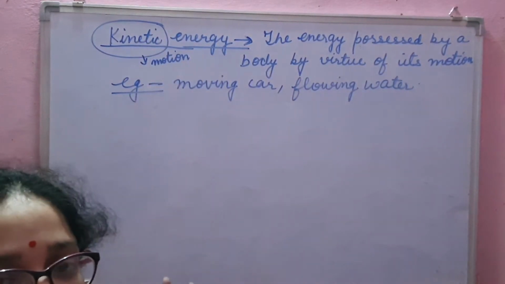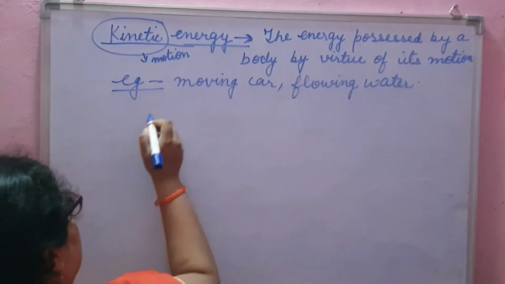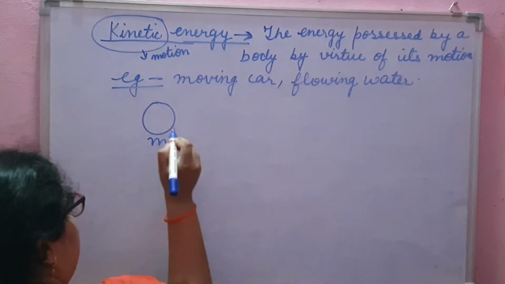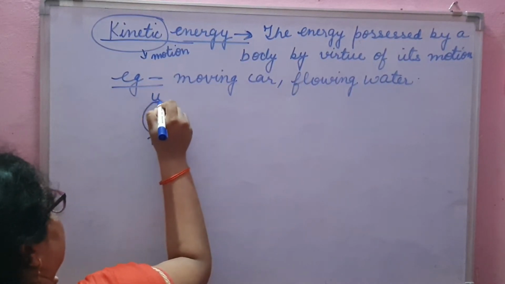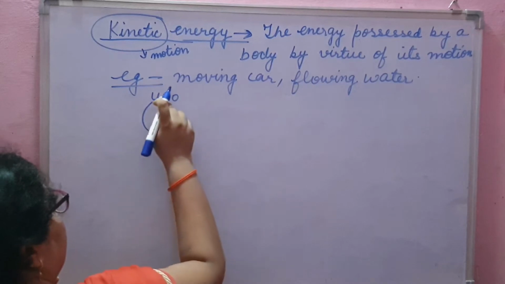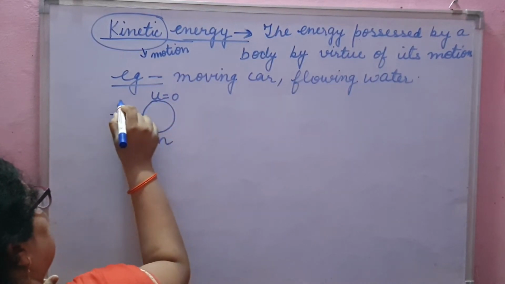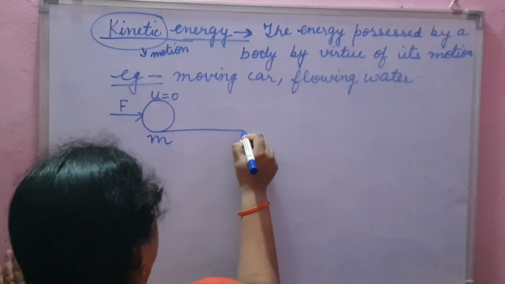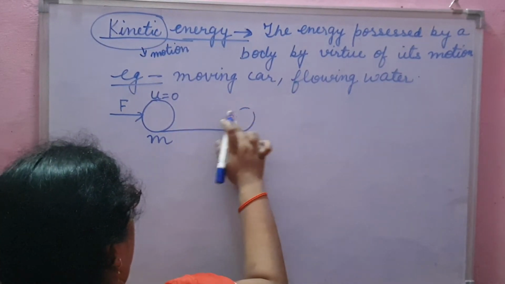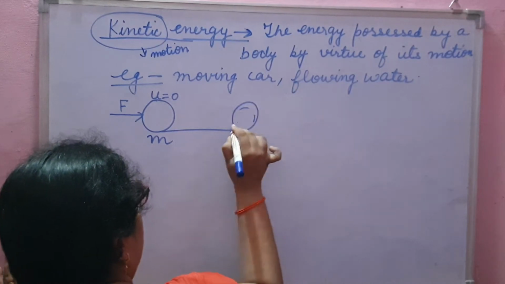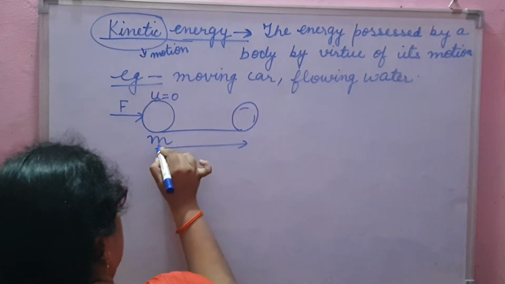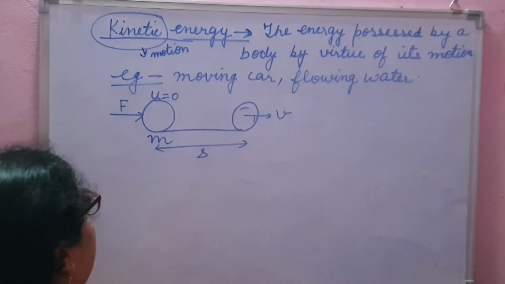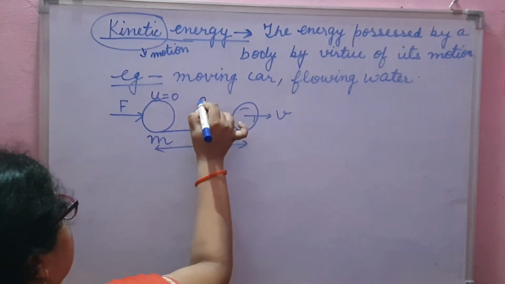What is the formula for kinetic energy? For it, suppose we have a body of mass m, and it is at rest. So its initial velocity is 0. Now suppose we apply some force on it, and due to that force it is displaced from its position. The displacement is s, its velocity becomes v, and the acceleration is a.